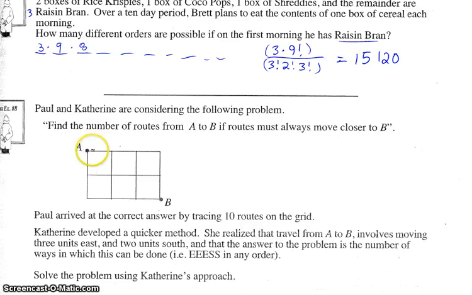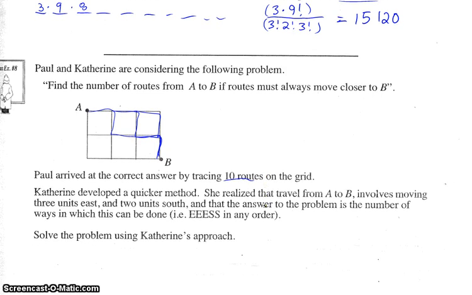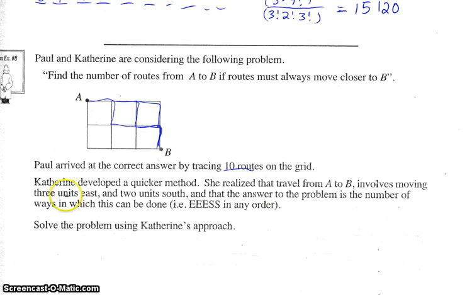Now, he must be a visual learner, so he might have gone like this, or I can go like this, or I can go like this. And that works fine when it's a small situation, like only 6 little squares here, but he got 10 routes. Catherine developed a quicker method. She realized that traveling from A to B involves moving 3 units east, 1, 2, 3, and 2 units south, 1, 2. And the answer to the problem is the number of ways in which this can be done.